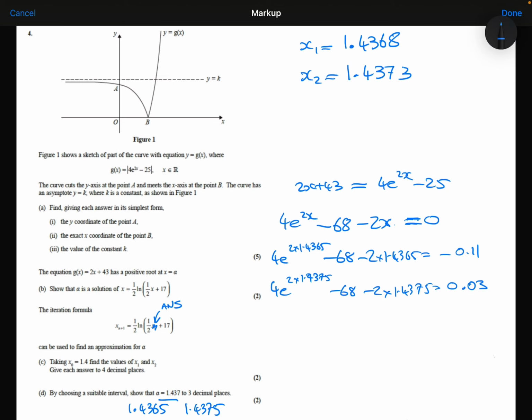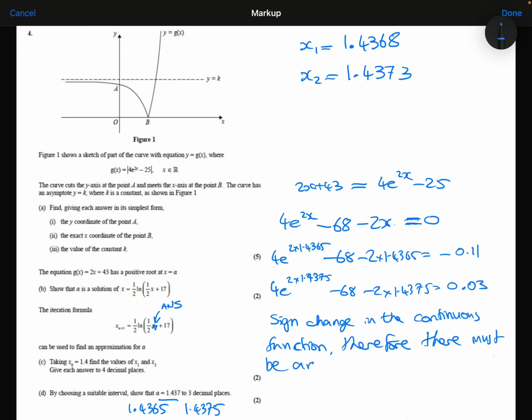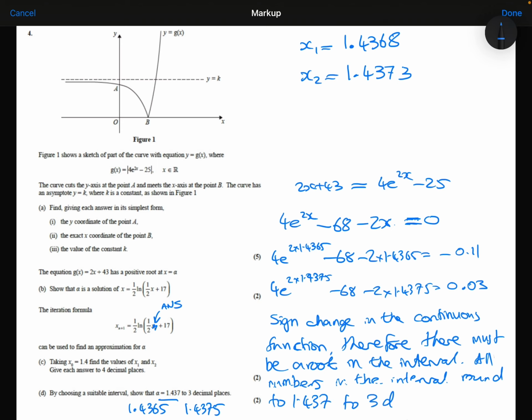Let me now write my usual sentence. So sign change in the continuous function, therefore there must be a root in the interval. All numbers in the interval round to 1.437 to 3 decimal places.